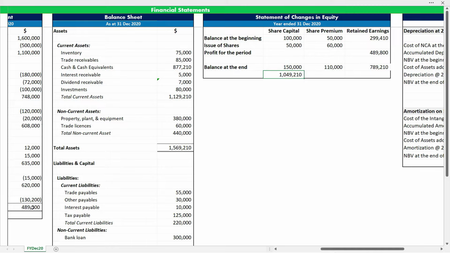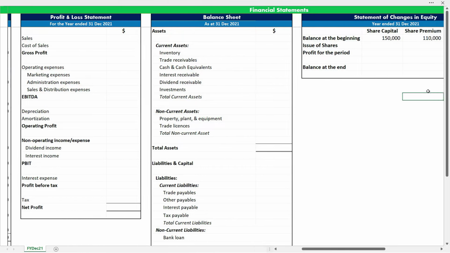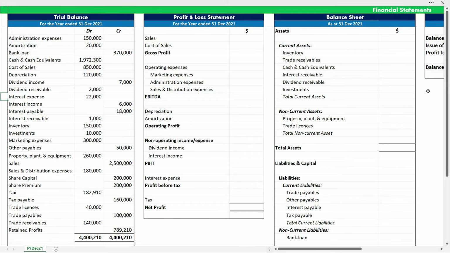So I hope that you have found this very easy, and once you are confident, you have an assignment right ahead. It's now time for your assignment, and all you got to do is to prepare the profit and loss statement and the balance sheet using this trial balance given here, and this is for the year December 2021. Other than that, you may also like to prepare your statement of changes in equity. However, the profit and loss statement and the balance sheet are our main focus.